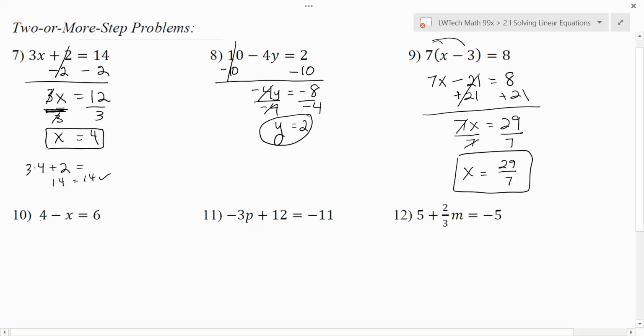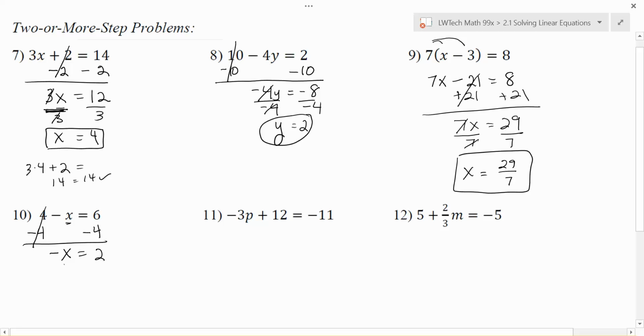Okay, moving on to question number 10 here. Notice again we want to get the x by itself. In this case, there's a 4 over here. It's a positive 4, so to make it be 0, what I'm going to have to do is subtract 4 from each side. 4 minus 4 goes away. That gives us 0. But notice that there's still a negative in front of the x, so that negative does have to come down with it. It hasn't gone away. On the other side of the equation, I have 6 minus 4, which is 2.